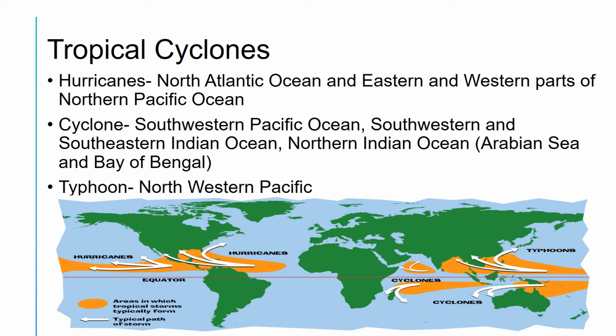So we have hurricanes. So hurricanes are called for tropical cyclones on North Atlantic Ocean and eastern and western parts of the Northern Pacific Ocean. Then we have the cyclone. So cyclone naman ang tawag sa bagyo kapag nasa Southwestern Pacific Ocean, Southwestern and Southeastern Indian Ocean, and Northern Indian Ocean or the Arabian Sea and Bay of Bengal. Then we have the typhoon, which is dito sa atin, Northwestern Pacific.